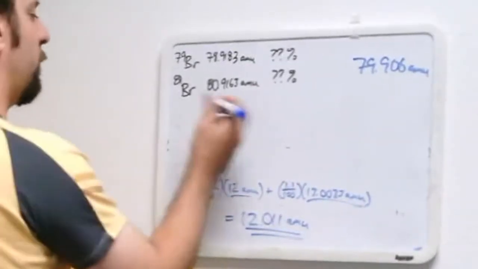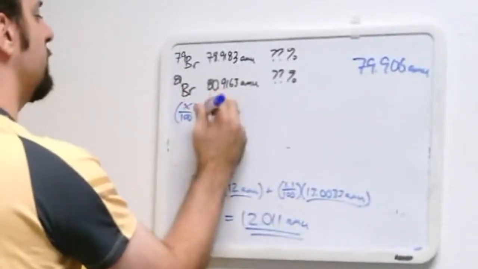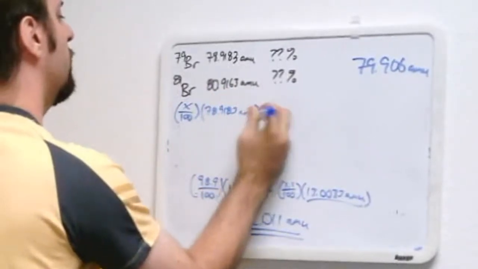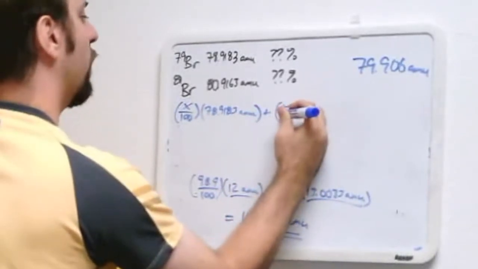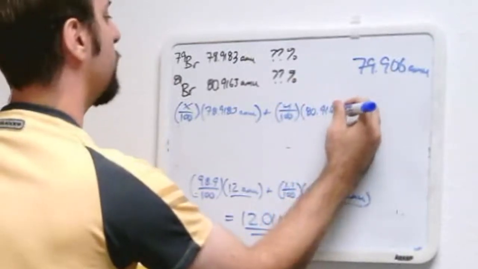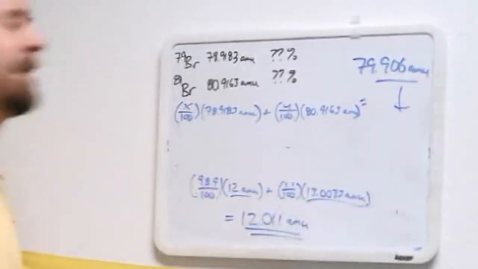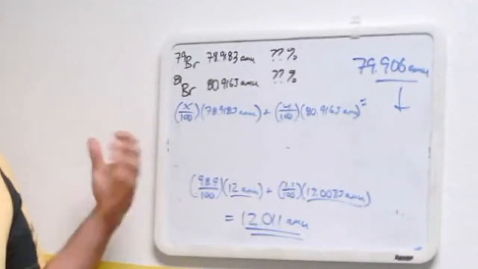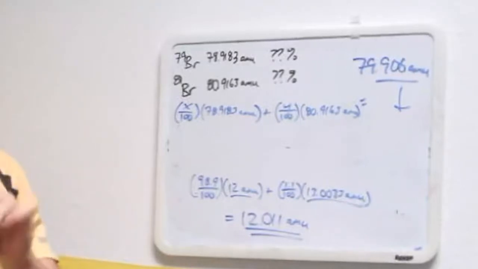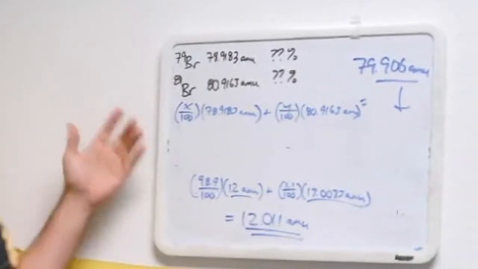Now there's a small problem we're going to run into. If I try to fill this in by analogy, I'll say that x over 100 times 78.9183 AMUs plus y over 100 times 80.9163 AMUs is equal to, well, that. We'll just bring that down. If you're a little bit experienced with algebra, you'll recognize there's a real problem here, which is that it's one equation, but two unknowns.